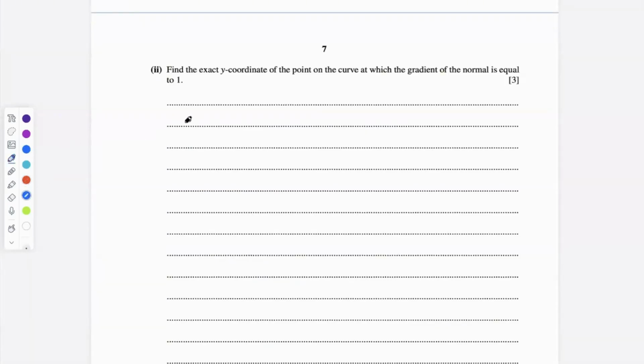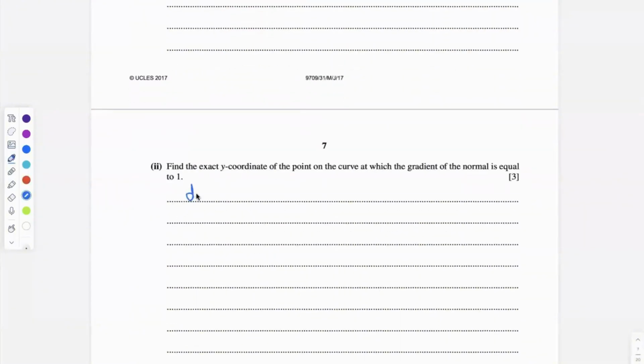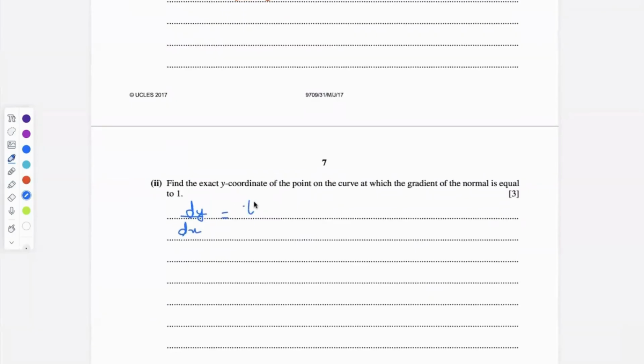In part 2, we have to find the exact y coordinate of the point on the curve at which the gradient of the normal is equal to 1. Now we know that dy/dx in the first part was given as tan squared theta minus 2 divided by tan theta.